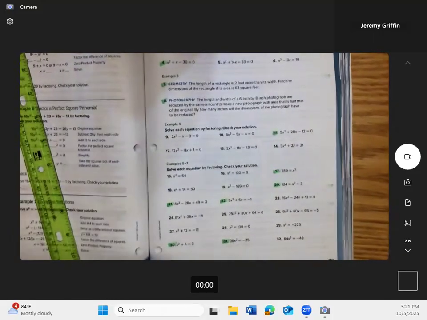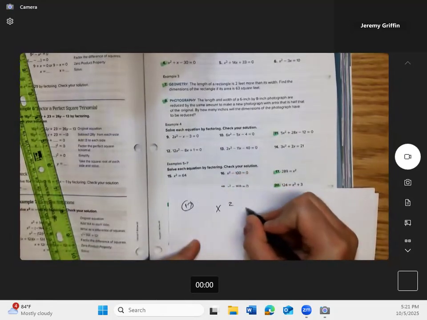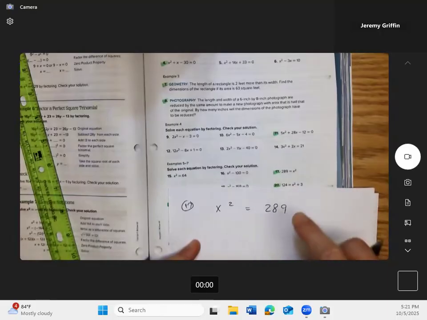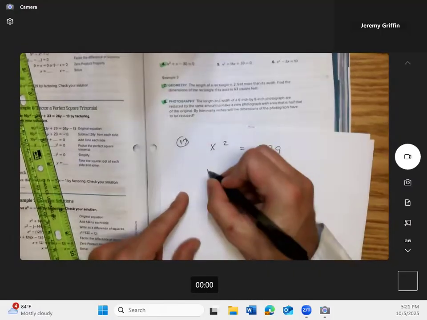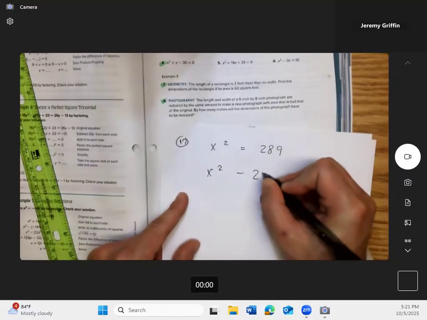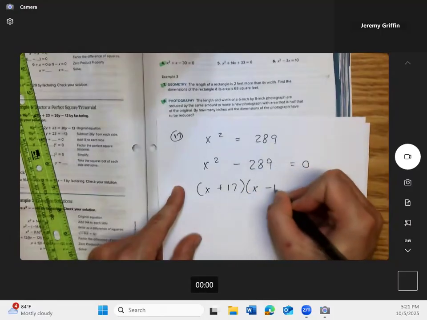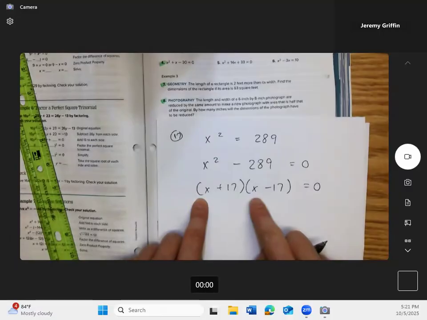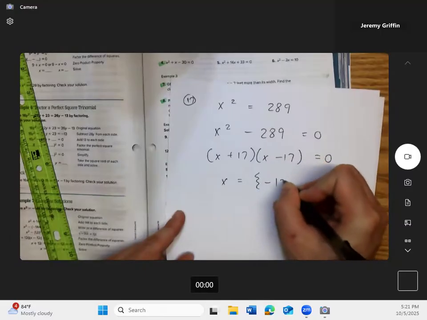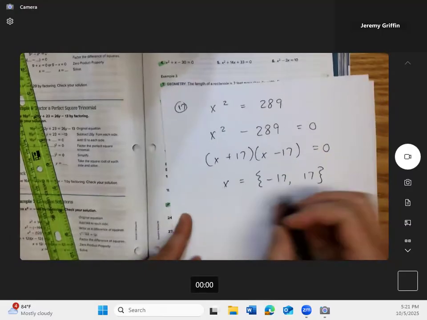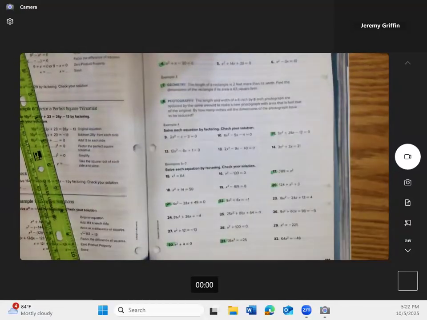All right, number 17, solve by factoring. We get x squared equals 289. Now, right away, I see 289 is 17 squared. It is a perfect square. So this should come out plus or minus 17. But if you solve it with factoring, you do x squared minus 289 is equal to 0. You do x plus 17, x minus 17 is equal to 0, right? Because the outside and inside cancel. And the last, we should think, yeah, that's exactly it. x equals negative 17 or 17. Okay. And it was. Oh, that was number 17. They did that on purpose.